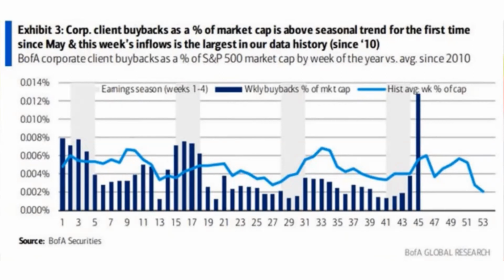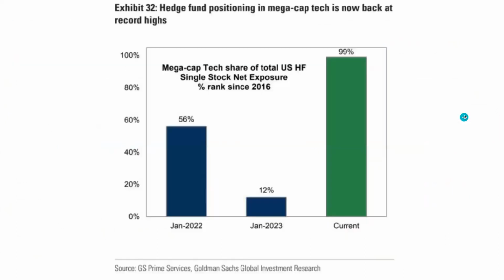If you look at corporate buybacks as a percentage of market cap, it's above the seasonal trend for the first time since May. And this week's inflow is the largest in our data history. So corporations are buying up their own stocks, right? And they're doing it at an above average, above trend rate. Okay. And we're seeing very, very large inflows just within the last week. So not only do you have retail traders, institutions potentially buying, but we know for a fact that corporations have been buying back their own stocks.